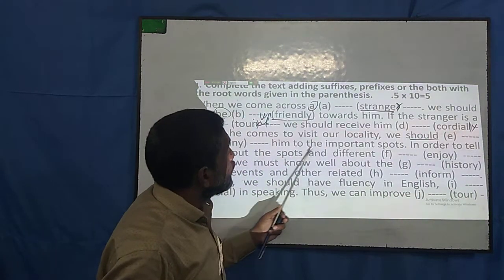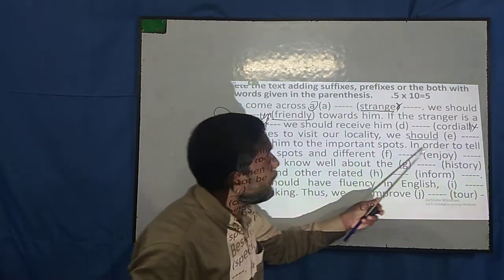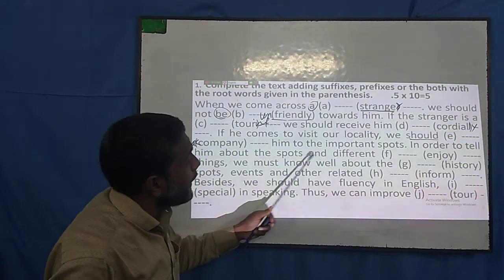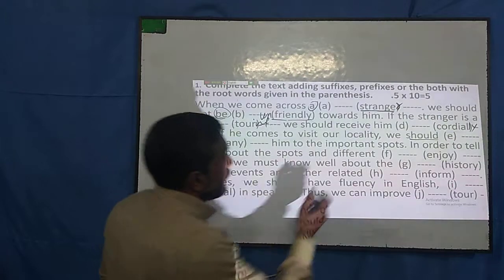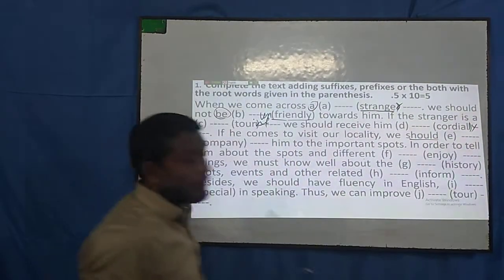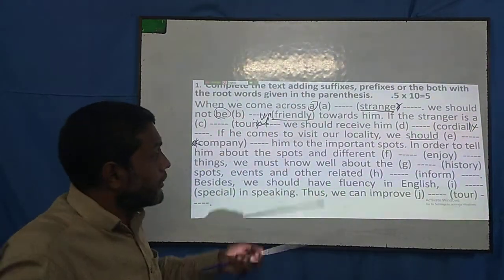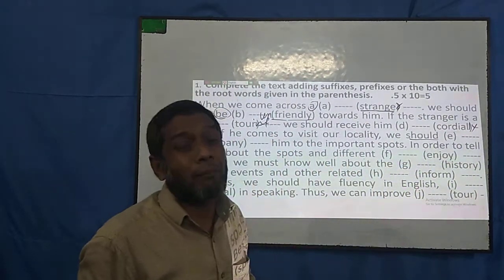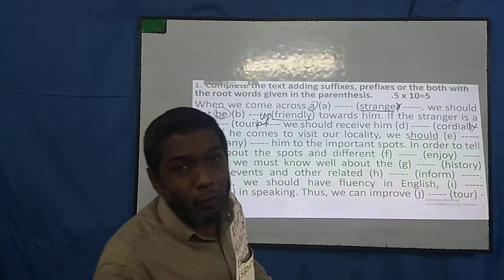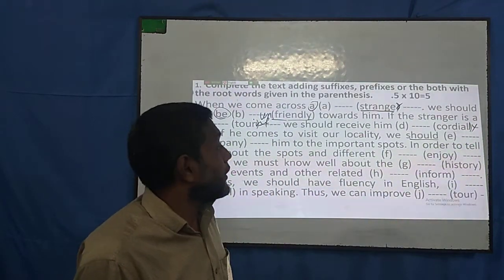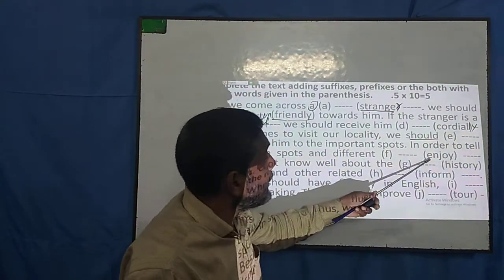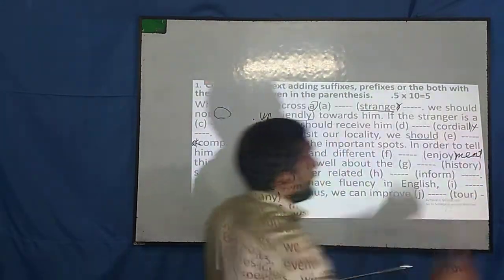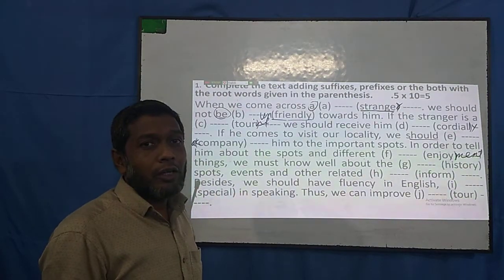Again, him to the important sports, in order to tell him about the sports and different. So this is an adjective. So this is a noun. As a student I know it. But the word given in the parenthesis is a verb. So I will turn this verb into a noun. Then my answer will be right automatically. So different, enjoy, the noun form of enjoy is enjoyment. Okay, my answer has already been correct.